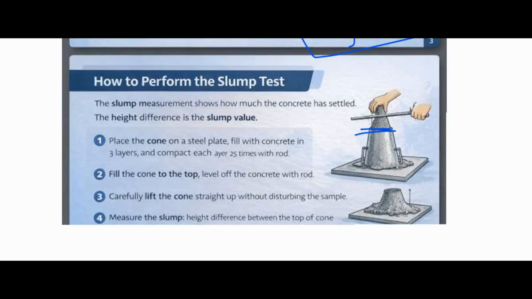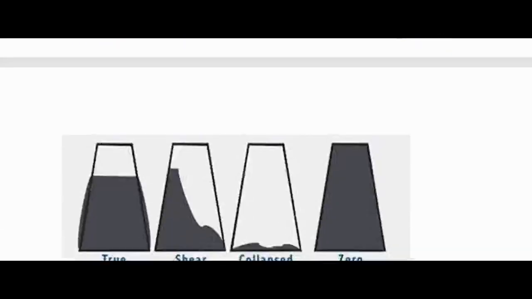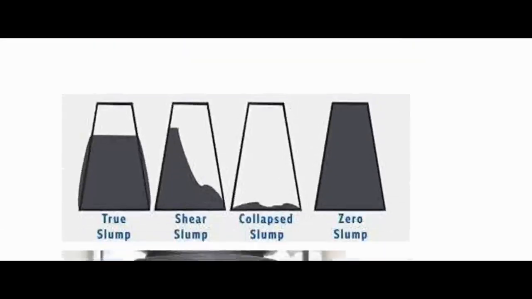After lifting the cone, we can get different types of slump. There are 4 types: true slump, shear slump, collapse slump, and zero slump. When we consider the true slump, this is the true slump image. The concrete slumps evenly and keeps its shape. This is the best and correct result.